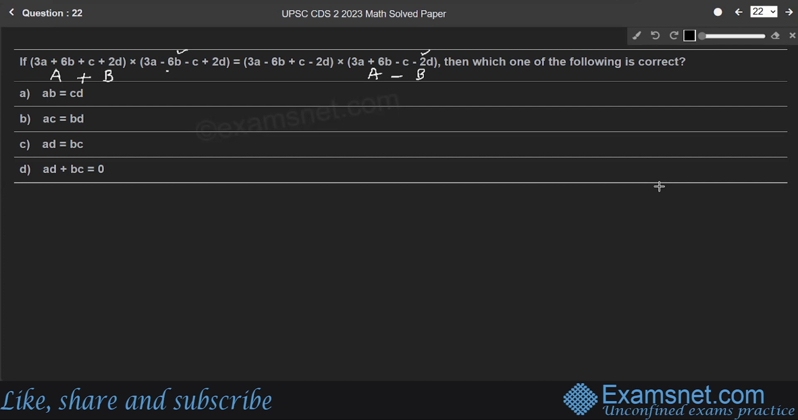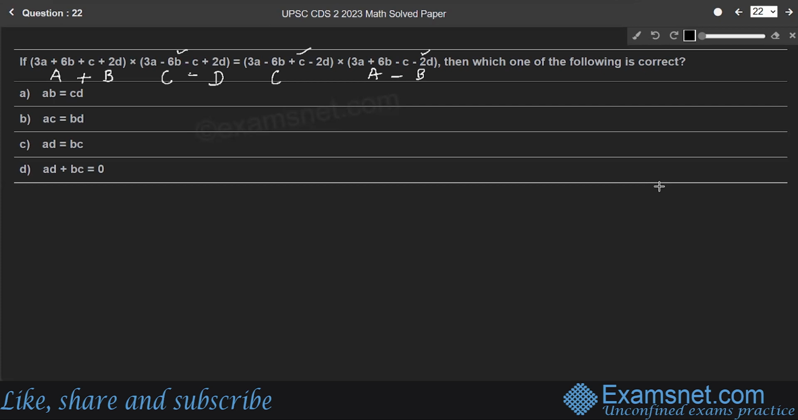We'll consider the second part in the left hand side. I'll consider 3a minus 6b as C, so minus c minus 2d. Minus of c minus 2d is minus c plus 2d. I'll consider it as D. Therefore, we have C minus D. And in the right hand side, we have 3a minus 6b, which is C.